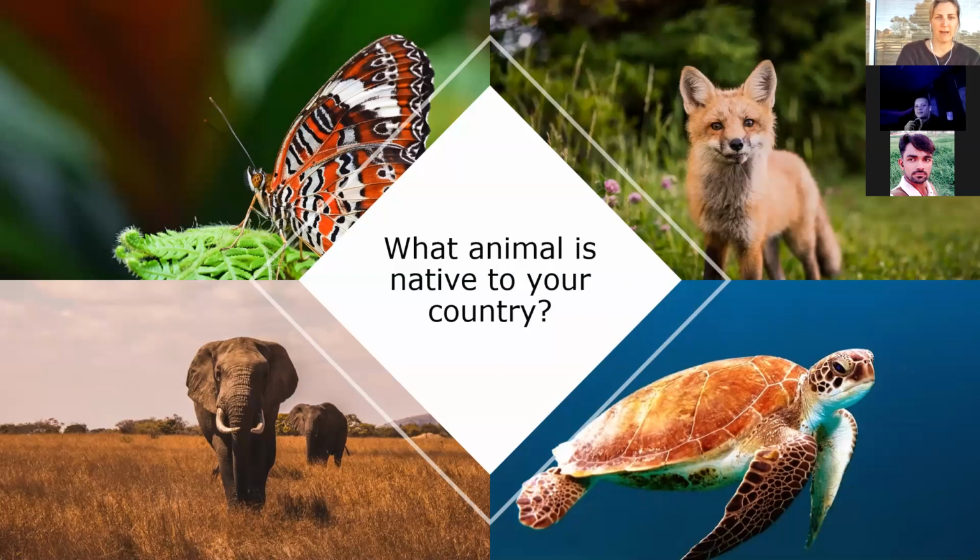Okay, this is another question about your country now. So I've asked you your favorite animal. Now we can talk about an animal which is native. So we say, what animal is native to your country? Native means from your country. An elephant is not native to Australia. An elephant is native to Africa. What about a butterfly? A fox? A fox is not native to Australia. And a turtle. We have turtles, but they are not native. So the animal that is native to Australia is a koala.